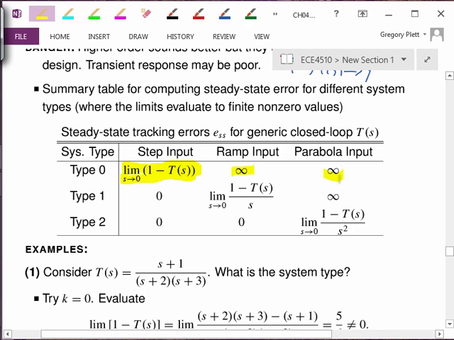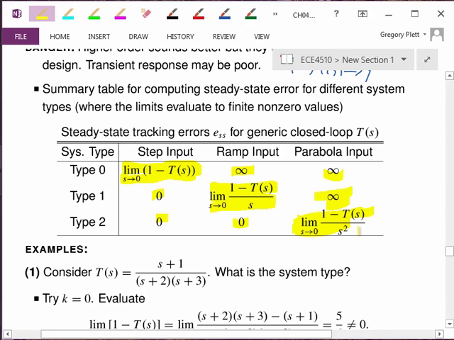If the system is type 1, and I give it a step input, there will be no error. If I give it a ramp input, this is what the value of the tracking error is going to be. If I give it a parabolic input, it won't be able to do it. If the system is type 2, step input, no error, ramp input, no error, parabolic input, this is what the value of the error would be.